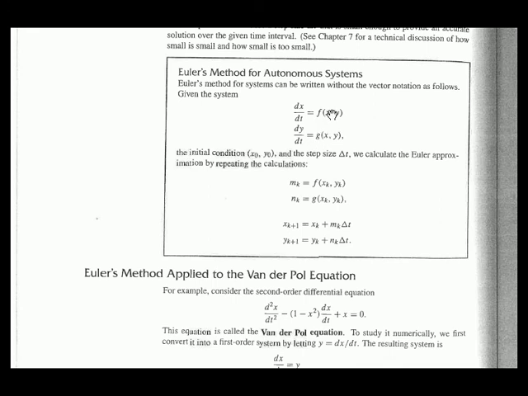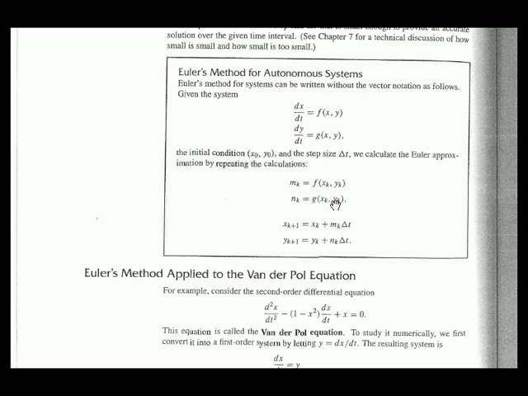Let's assume that it's a function of the variable as well as the 2 unknown functions, so that's a function of t, x, and y. Then every step, t goes up by delta t, which I'll usually call h. So t goes up by h, and x goes up by h times f of the current value of t, x, and y. And y goes up by h times the current value of g of t, x, and y.